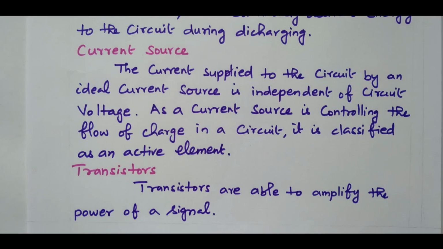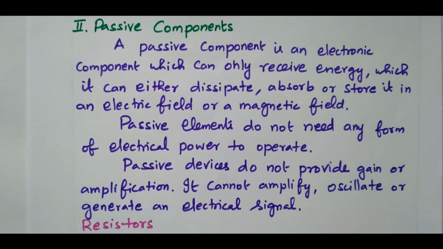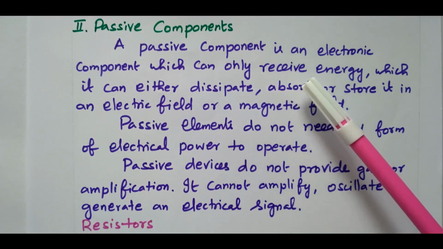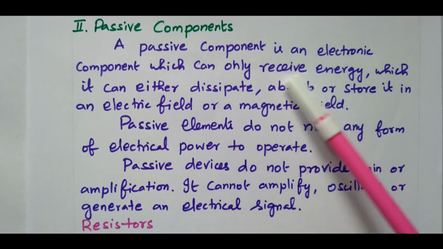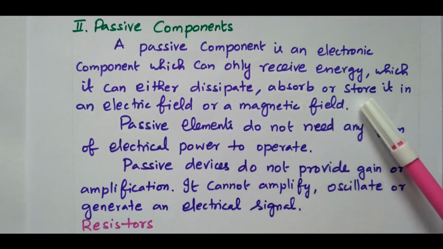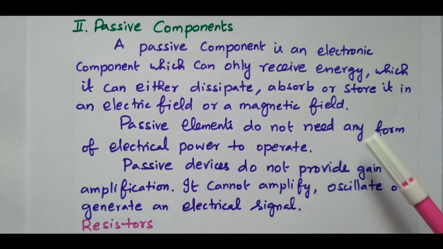Now we'll see the passive elements. A passive component is an electronic component which can only receive energy. Active component means it delivers energy; here it receives energy. That energy can be either dissipated, absorbed, or stored in the form of either an electric field or a magnetic field. In the previous active component, it delivers the energy. Here the component receives the energy.